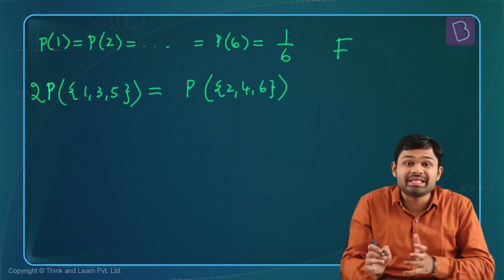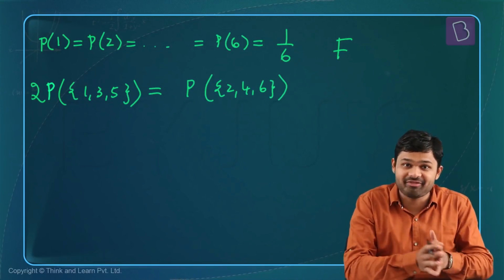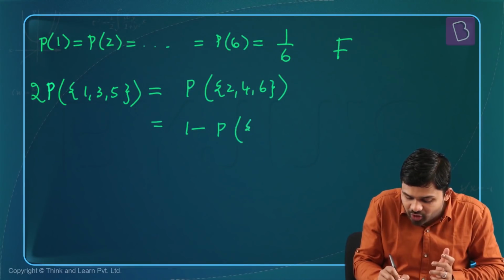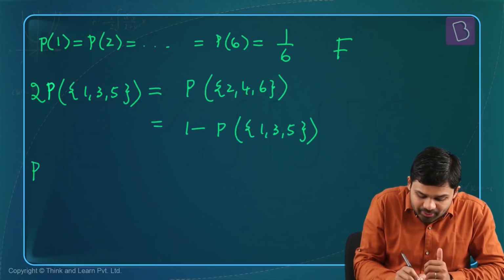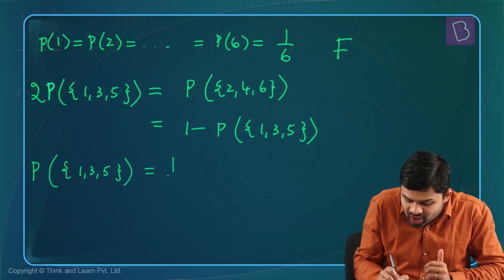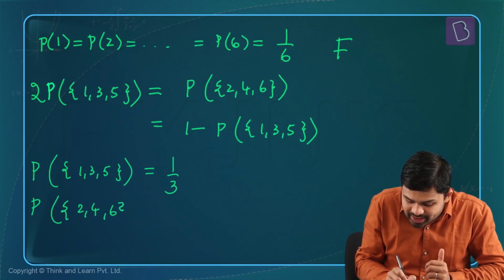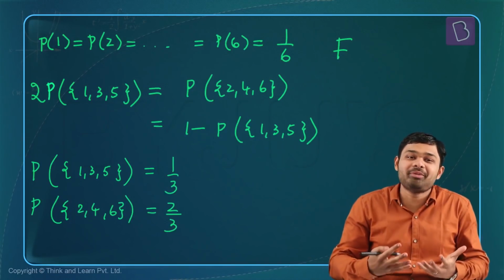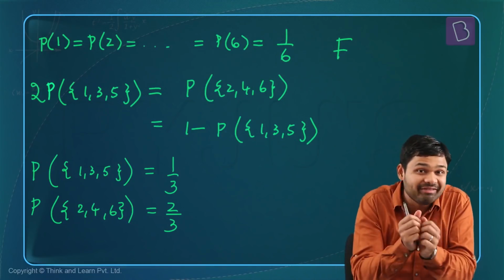But we know that these two things actually add up to give a 1. Probability of getting 2, 4, 6 plus the probability of getting 1, 3, 5 adds up to give a 1. So I can write this as 1 minus the probability of getting 1, 3, 5, right? So if you solve this, you're going to get the probability of getting an odd number to be equal to 1/3, which means that the probability of getting an even number is going to be equal to 2/3. But we still don't know the probability of getting 1 or 2 or 3 or 4. We don't know the probability of individual numbers.